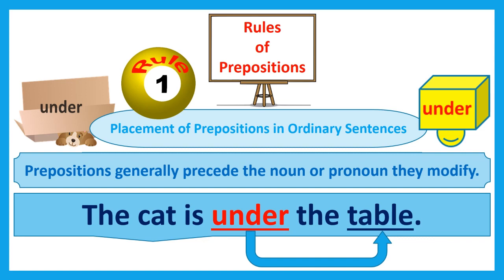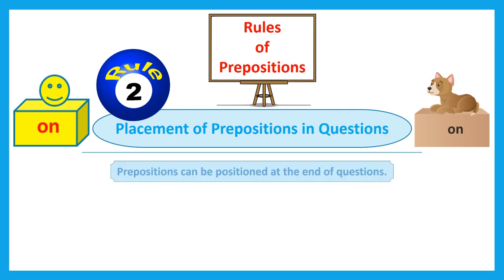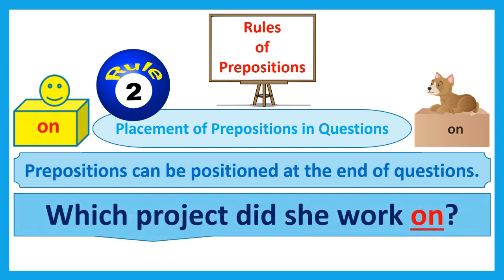Rule 2. Placement of prepositions in questions. Prepositions can be positioned at the end of questions. For instance, which project did she work on? In this sentence, the preposition "on" is placed at the end of the question.